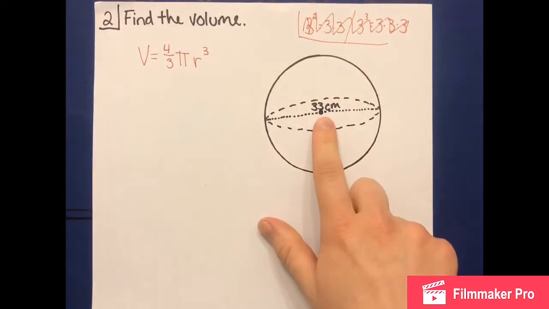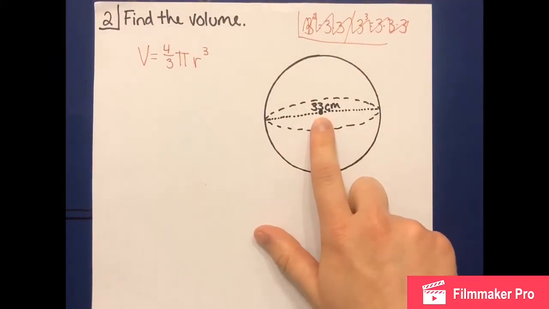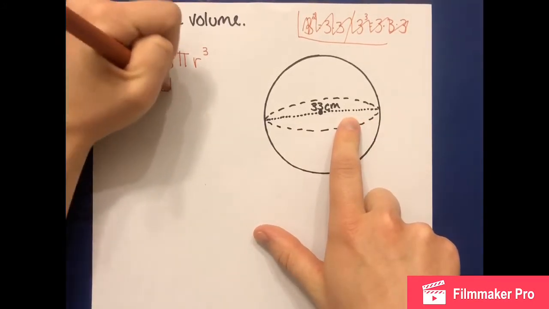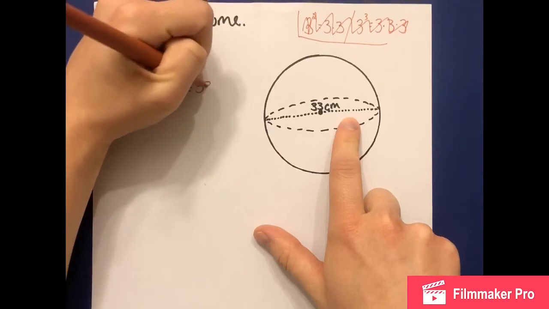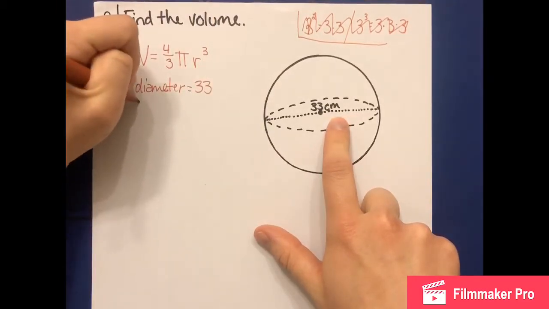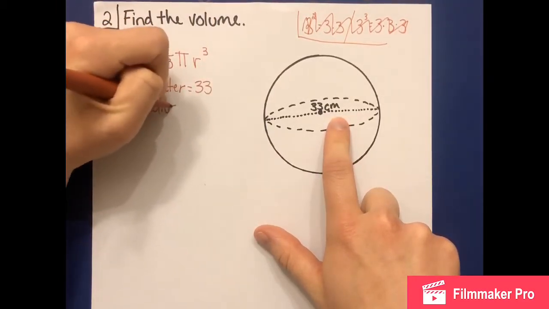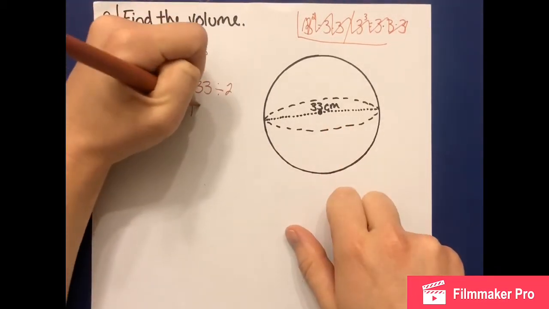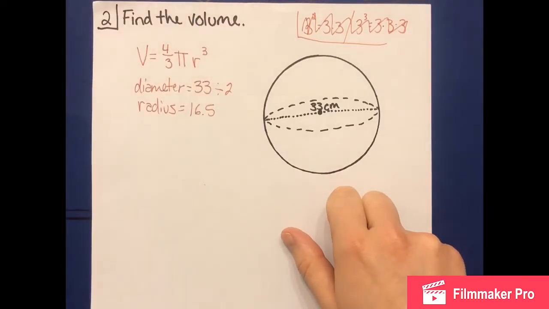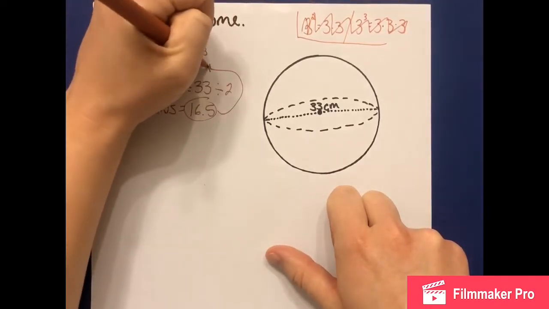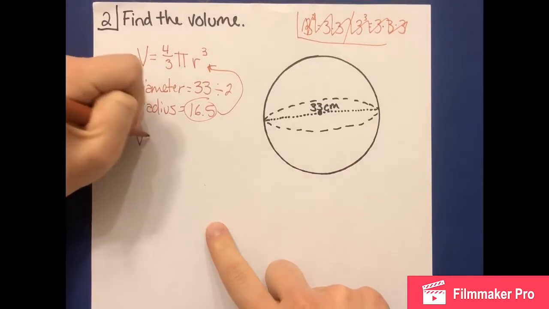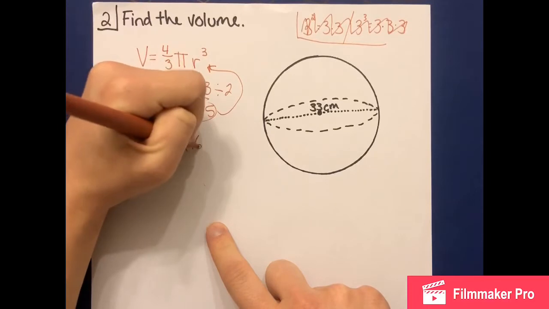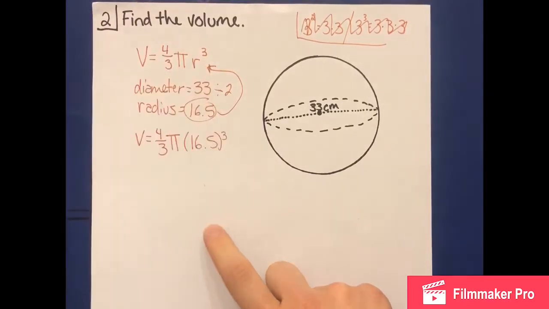So I look at this. Right now I have 33 centimeters, and that's the diameter. So I have diameter equals 33. To get the radius, we want half of it. So radius is equal to this divided by 2, which is going to give us 16.5. Now let me just plug it in. Right there, I get volume equals 4/3 pi times 16.5 cubed.